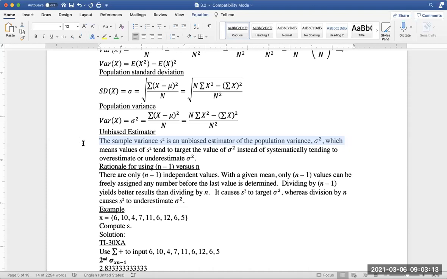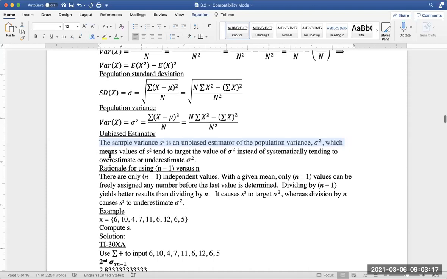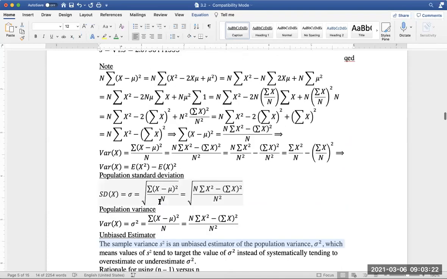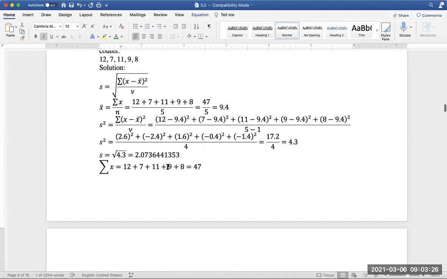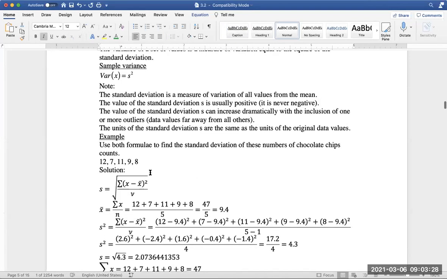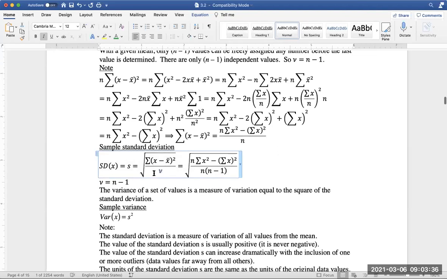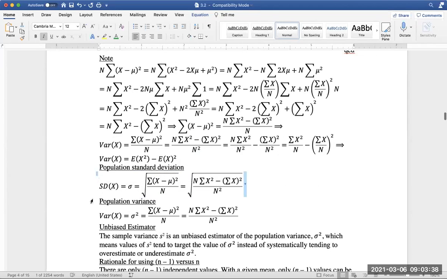So notice that in the definition for population, we're dividing by n, but in sample, we're dividing by n minus 1. The question is, why are we dividing by n minus 1? Well, that was that degree of freedom thing that we were talking about.